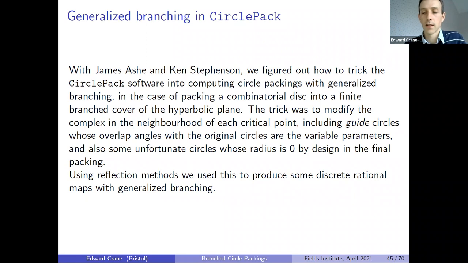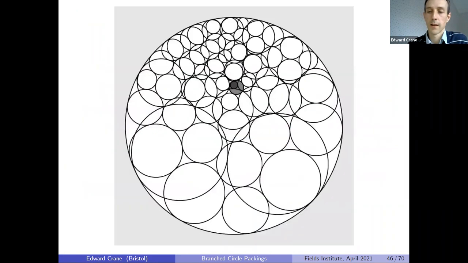And we found you could trick circle pack into computing these packings by modifying the underlying complex in a certain way. And when you do that, you have to introduce some continuous parameters. For example, when you have three disks meeting at a singular point, there's some freedom, some wiggle room, because you have a total angle 4π there, and the disks only occupy 3π of that. So you have to specify by what angles they're separated. So you have two parameters. And it's also true in the shifted case that you have two continuous parameters.